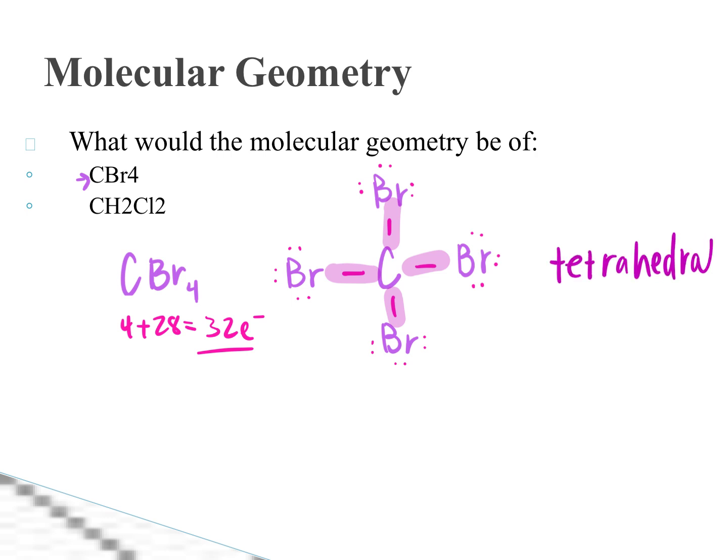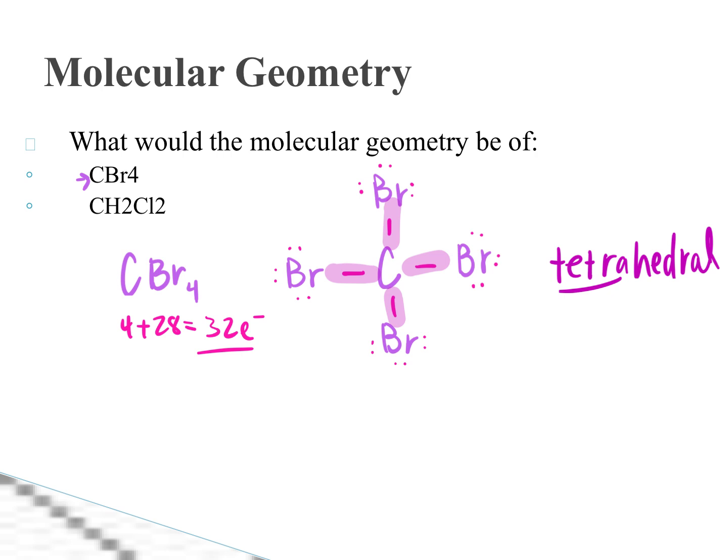Tetrahedral. What does that prefix tetra mean? 4. Yeah. So that's where we get that word from. Tetrahedral means we have 4 bonds and everything's nice and pretty. Right? 4 bonds.